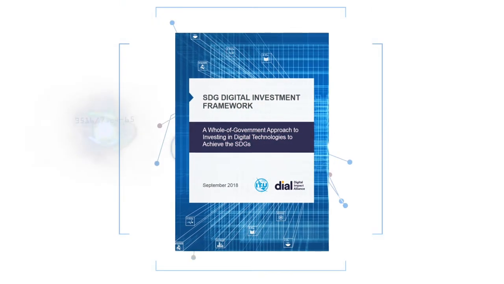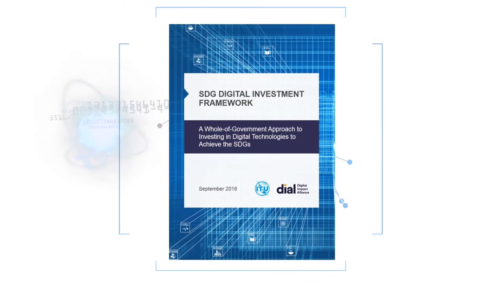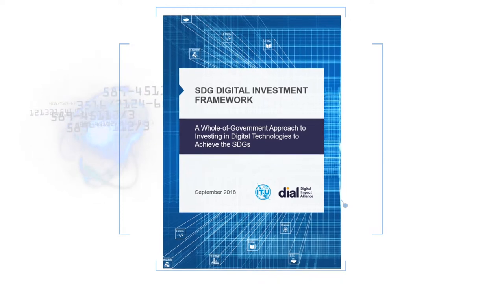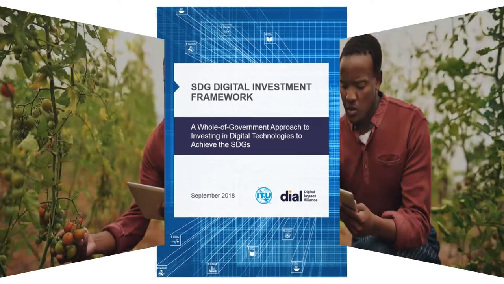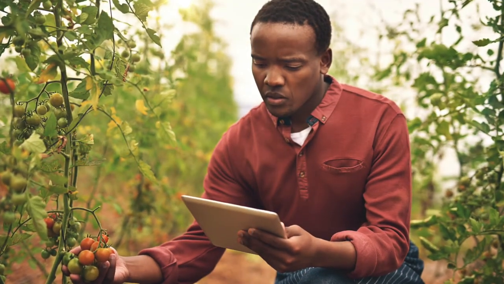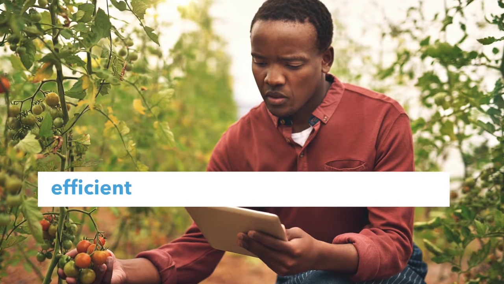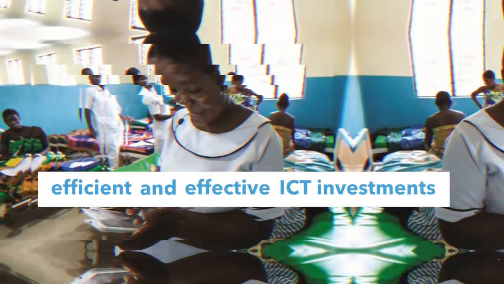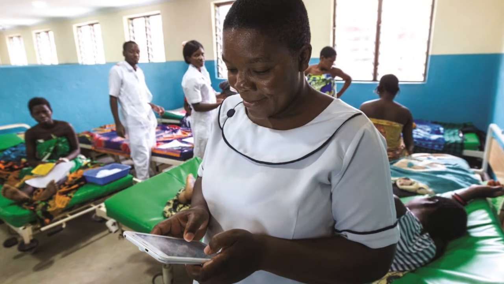ITU, in partnership with the Digital Impact Alliance, has shaped a sustainable development digital investment framework for policymakers and donors investing in ICTs. The framework will help government and donors identify and fund more efficient and effective ICT investments and accelerate progress towards the attainment of the Sustainable Development Goals.